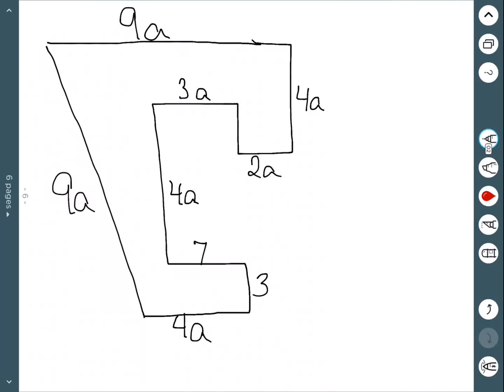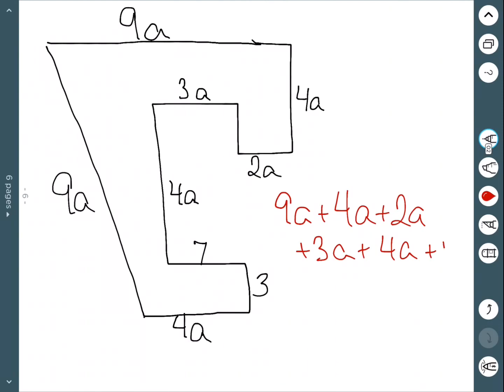Here, we want to find a formula for the perimeter of this image. So essentially, we just need to add up all of the sides. I have a 9a across the top, plus 4a, plus 2a, plus 3a, plus 4a, plus 7, plus 3, plus 4a, plus 9a. And now we can just combine all of the like terms.